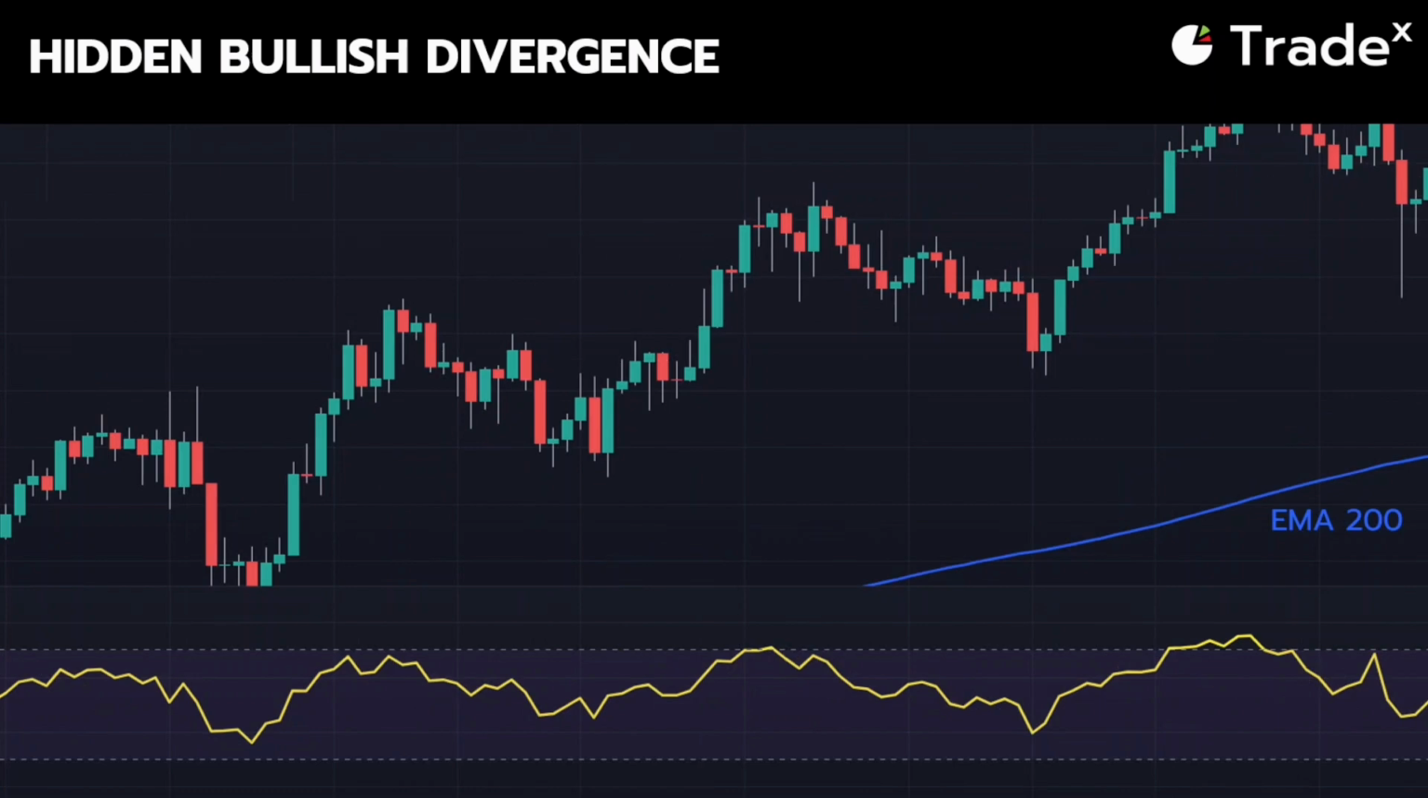Another example demonstrates the same behavior. First, confirm that the market is in an uptrend by checking the price relative to the 200-period EMA.